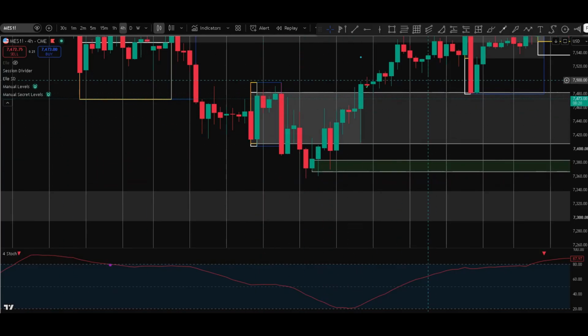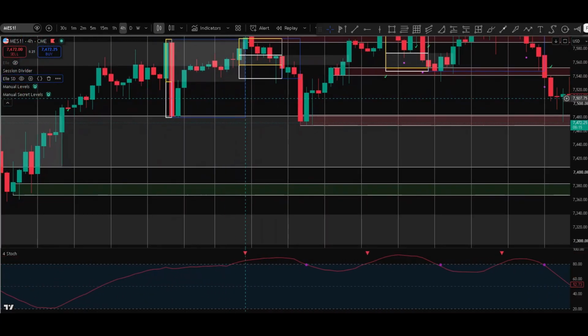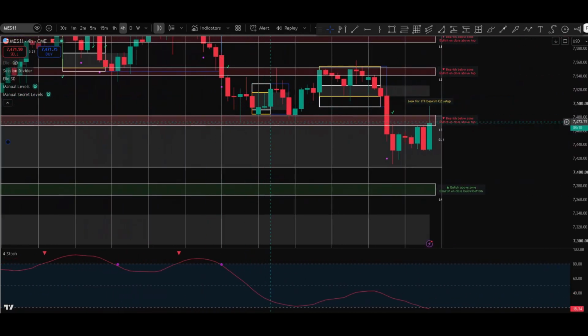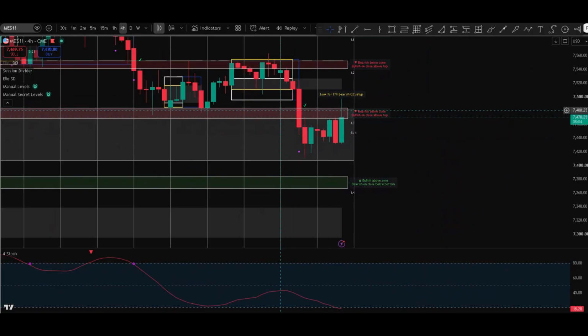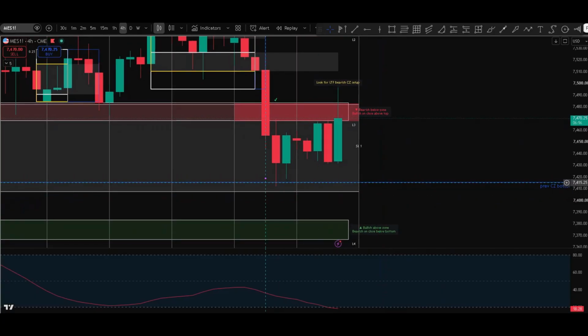So I typed in the values of that secret level, and you can see that price here came back to test it, moved away. Came back again here to test it, moved away. Here as well, testing it many times, moved away. And finally here, we've closed through this manual level that we came back and retested. And we can see here that when price closed through this manual level, it traded down into this blue line that I have. And I'm going to explain to you where that blue line came from.